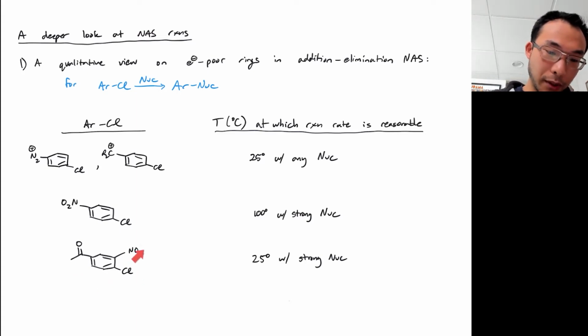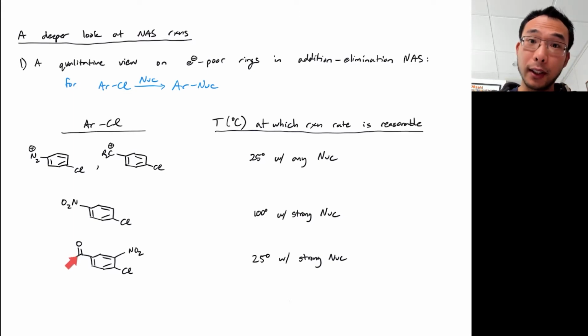So for a molecule like this one, where I have an electron withdrawing group, a moderate electron withdrawing group, a strong electron withdrawing group, and then the leaving group on it, you can expect something like this to react with a nucleophile in an NAS reaction at a reasonable rate at room temperature. So this would be a relatively good reaction that you would expect to happen with decent nucleophiles.